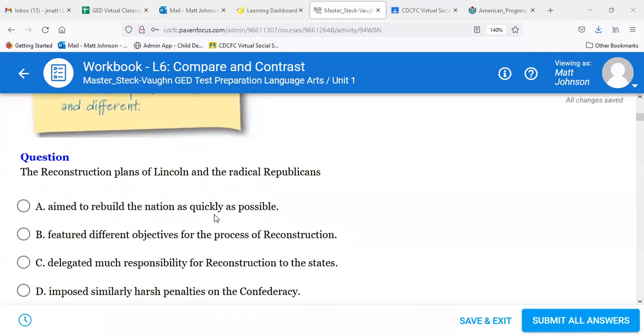So what's the right answer here? What can we say about Lincoln and the Radical Republicans? A? B, B as in boy. Right? So they both wanted to rebuild, right? Both sides wanted the war to end or to move past it, but in different ways, with different objectives to achieve Reconstruction. So B as in boy for number one.